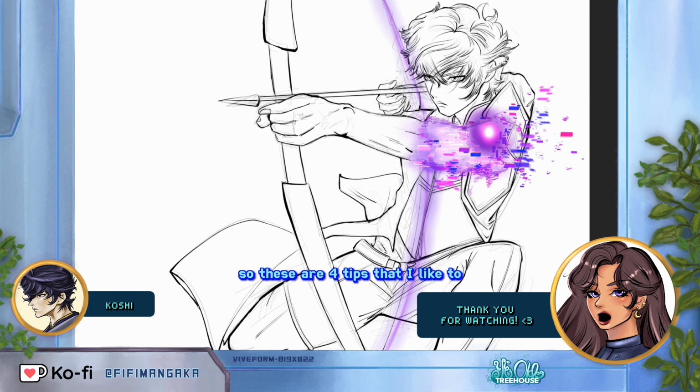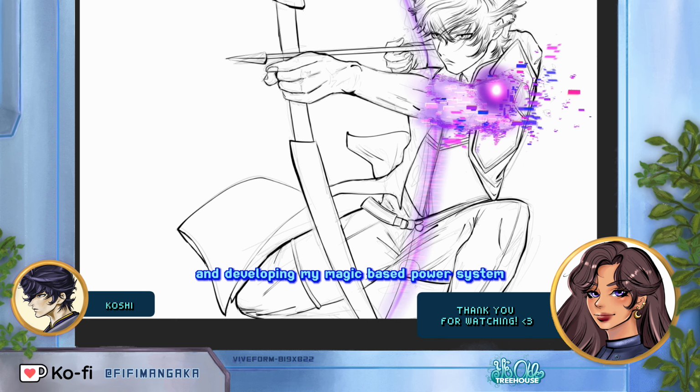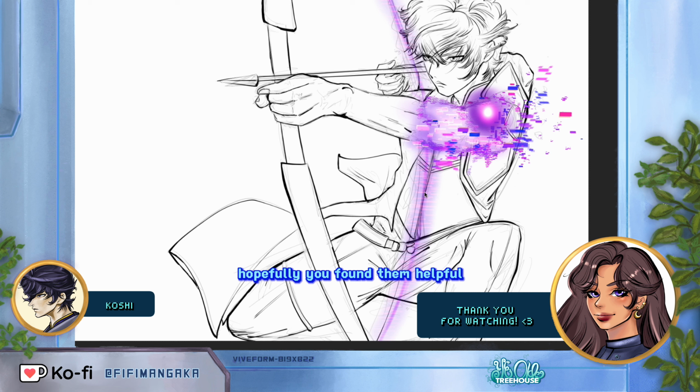So these are 4 tips that I like to use as I'm working on my manga Ye Olde Treehouse and developing my magic-based power system. Hopefully you found them helpful.